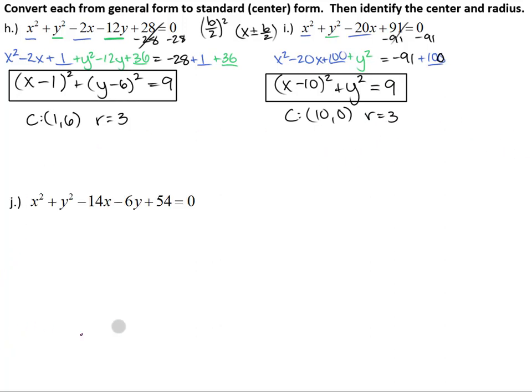Okay, here's one last one. Here's one for you to try out. See if you can complete the square twice. Kind of follow H here, and I'll put the answer up in a second. This is the last example.